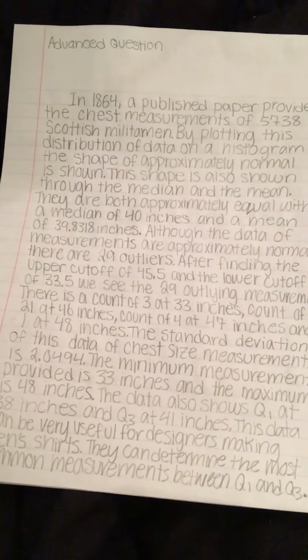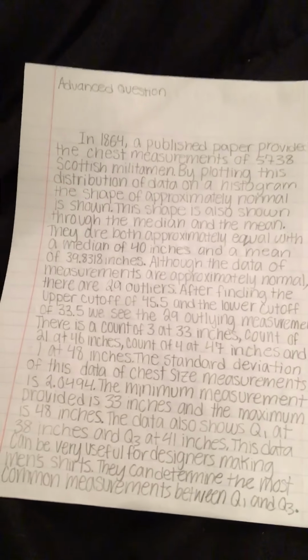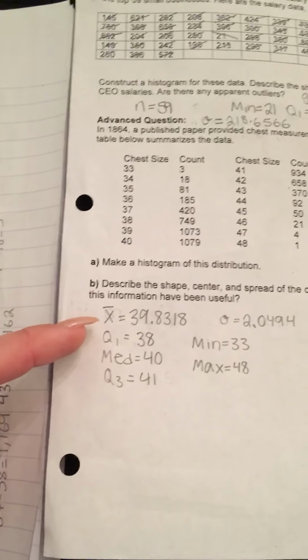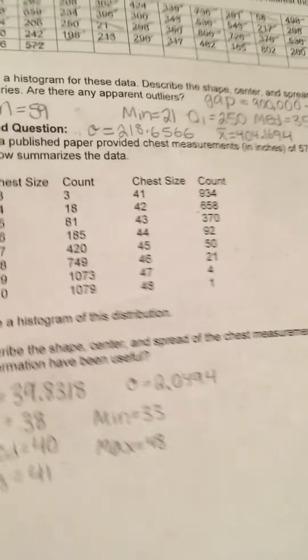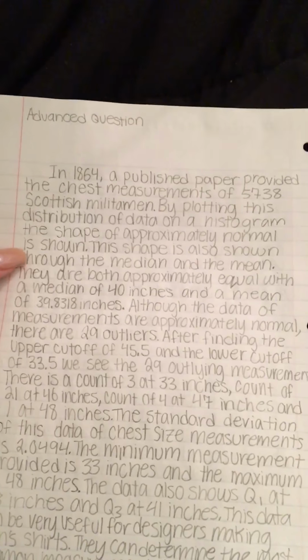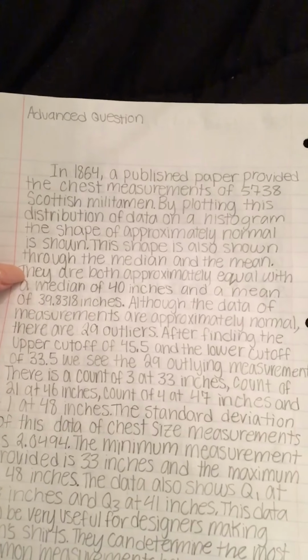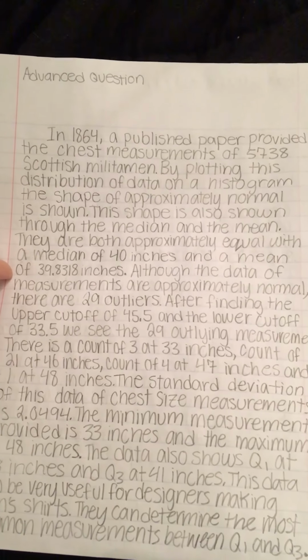And also what I put in here, the shape is also shown through the mean and the median. Now, from what we know, approximately normal data sets have about equal medians and means. So when I put it in the calculator, I made sure to see if that was the case, and the mean is 39.8318 and the median is 40, which is about equal for the chest size measurements. So it is approximately normal. So when I added that in here, they're both approximately equal with a median of 40 inches and a mean of 39.8318 inches.